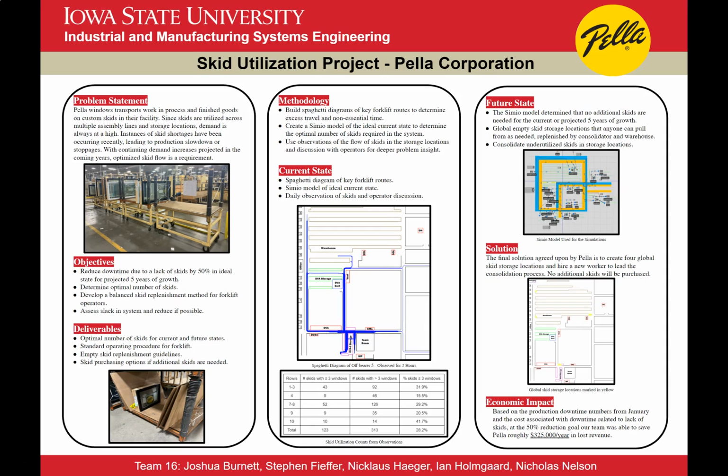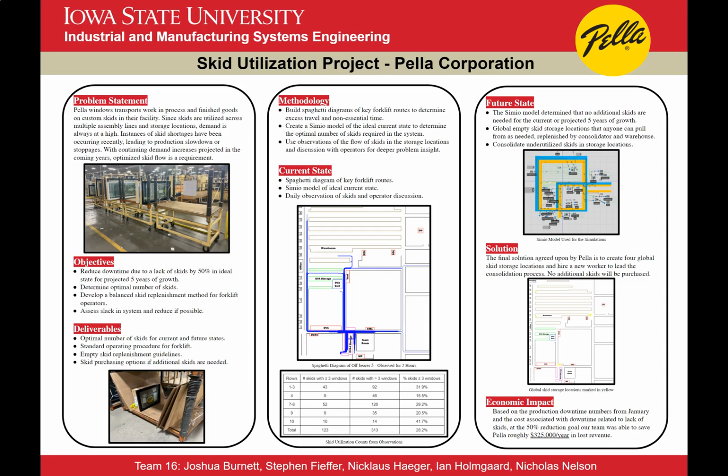For the current state analysis, we used our methodologies to help us with this. The spaghetti diagram was the first one that we used, and we used this to follow the forklift drivers around, and an example is below. And the next one we used was a Simio model. As noted before, it'll be touched on further, but we use that to help us better understand the current state.